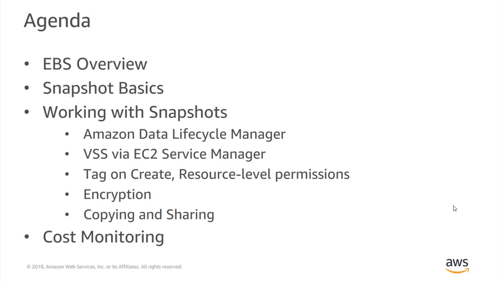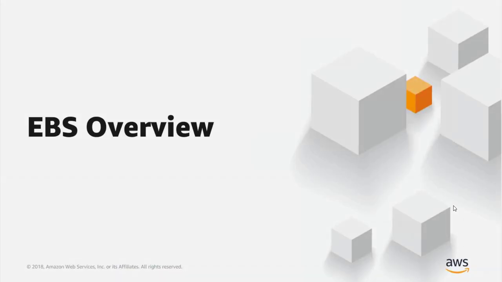We'll take a look at the new Data Lifecycle Manager service for creating and retaining backups of EBS volumes. We'll also look at how to use EC2 Service Manager to invoke the VSS service on Windows instances. After that, we'll look at new features around tagging and resource level permissions, as well as encryption, copying, and sharing of snapshots. Finally, we'll review some best practices for monitoring snapshot costs. So let's start with an overview of the Elastic Block Service.